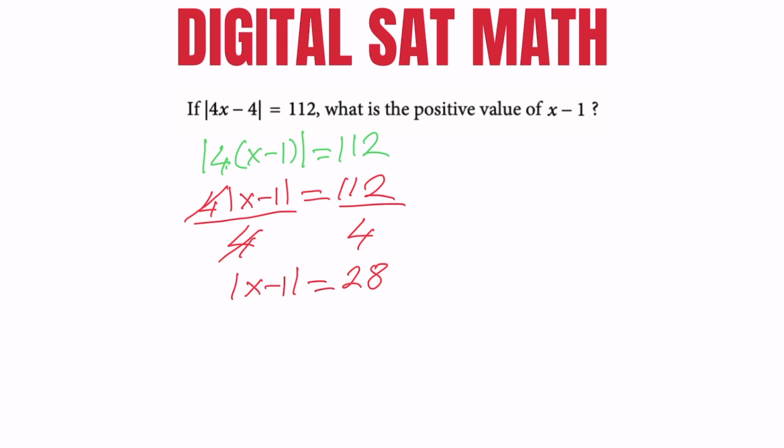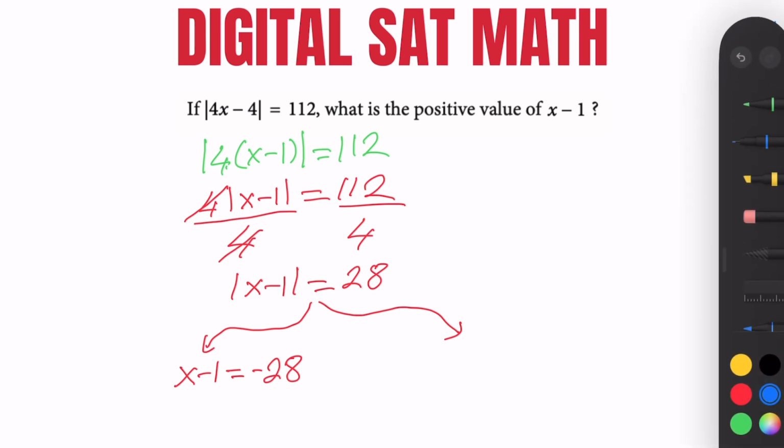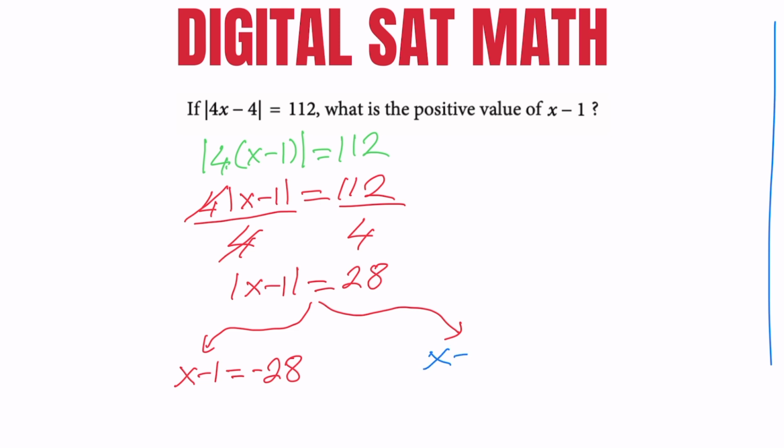To solve this absolute value equation, there are two possibilities. One is that the value will be positive 28, while the other is that it will be negative 28. So x minus 1 is equal to negative 28, I'm going to write that on the left side, and x minus 1 is equal to positive 28. If you solve them separately, to isolate the x, we're just supposed to add 1 to both sides of the equation.